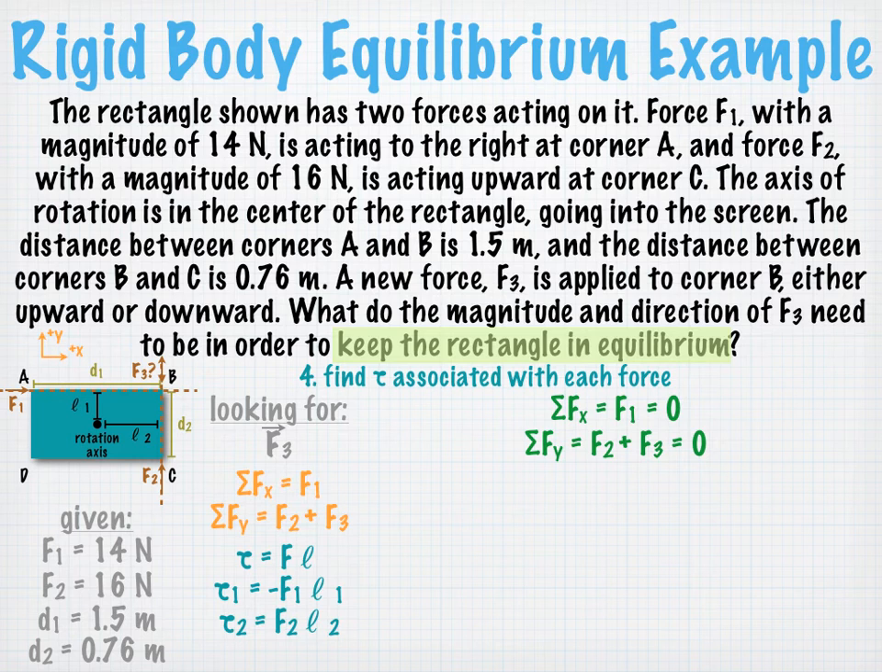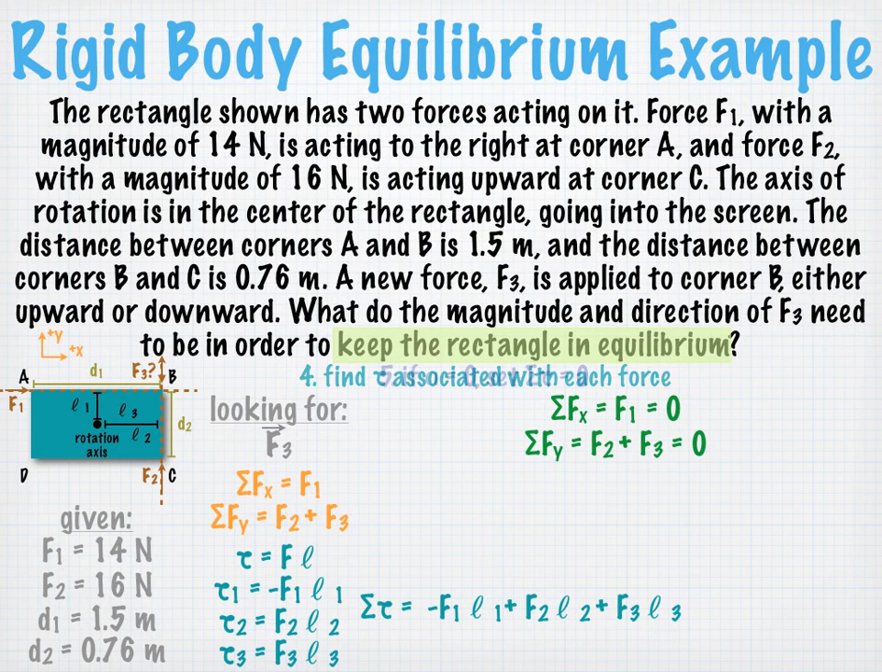Since force 2 and force 3 share the same line of action, they also share the same lever arm. Since we don't know which direction force 3 is acting in, we don't know if torque 3 is positive or negative. For now, we'll assume that it's positive from an upward force. If we find that F3 has a negative value, we'll know that F3 is actually pointed downward, and the torque from it is negative. So we'll write torque 3 as force 3 times lever arm 3. We add these together to get the sum of the torques.